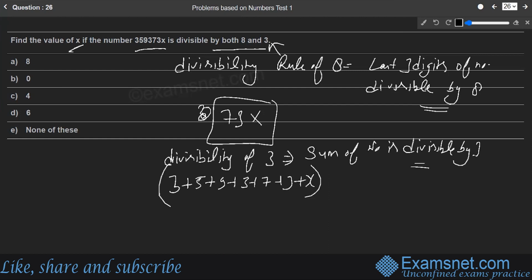That has to be completely divisible by 3. So we are supposed to judge the numbers which can fulfill both criteria, this one also and this one also. Okay, so we can go by the options. Let us go by the options.